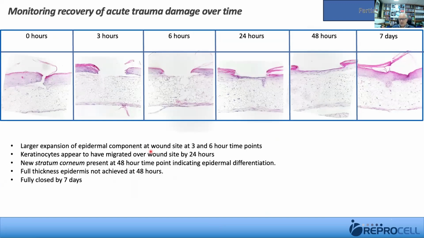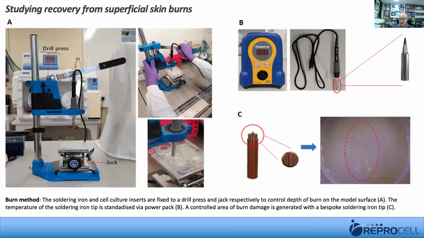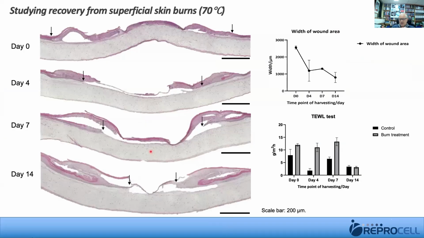You can see that in this example, how the wound first opens through contraction, then closes as the cells migrate in, proliferate. We can also look at burns. So this is a rig which we've developed with a branding iron, which at different temperatures can be used to brand the surface of the skin, so giving a burn. So these are 70-degree burns, and you can see how at day 0 the burn area is very wide, but it then begins to close and recover over a 2-week period.